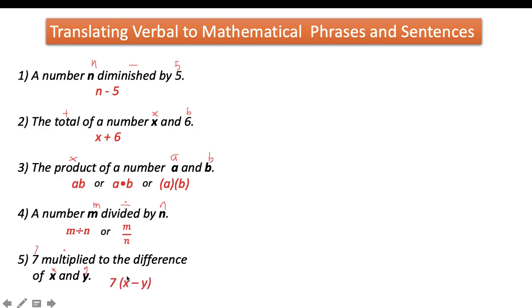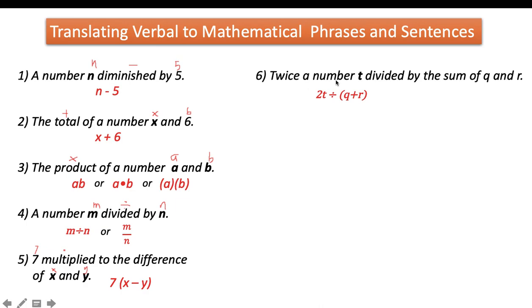And to show the priority, we will be using parentheses. So in here, we are subtracting first the x and y. That's why they're enclosed in the parentheses. Then whatever the result will be, this will be multiplied to 7. And this is how it is written.